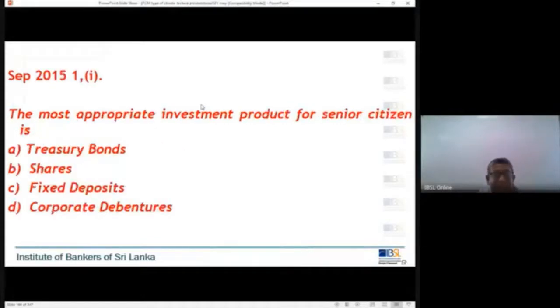That's enough. Then you have another investment, right? Now you have similar, different customers. Now this time they talk about who? Senior citizen. What may be the correct answer? Senior citizen. Again, old guy. What's the answer for this? Treasury bonds. Treasury bonds, correct.